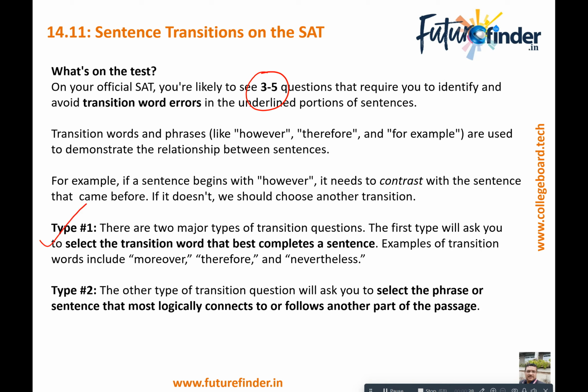The first one, which is mostly asked on the digital SAT, is called the sentence transition by a word. You will be given a word, or at most a group of words, and you are expected to find the relationship between the parts of the sentence that these words demarcate in order to find the right word fit. Type number two is a complete phrase that demarcates part one and part two of a sentence. So we are going to nosedive into this and see how they work on the SAT and do some examples based on the College Board test papers.